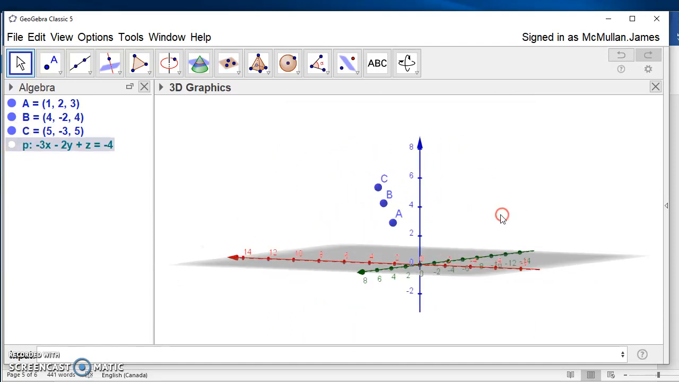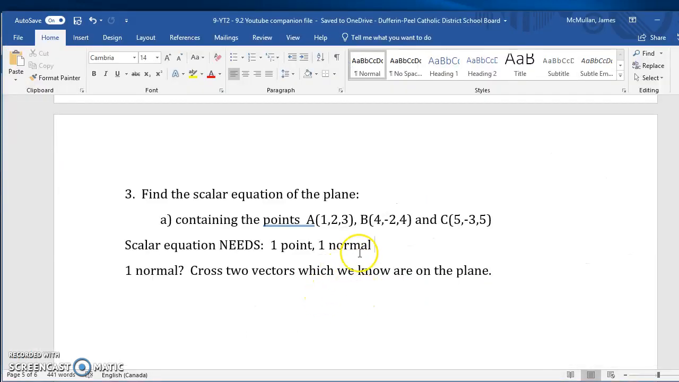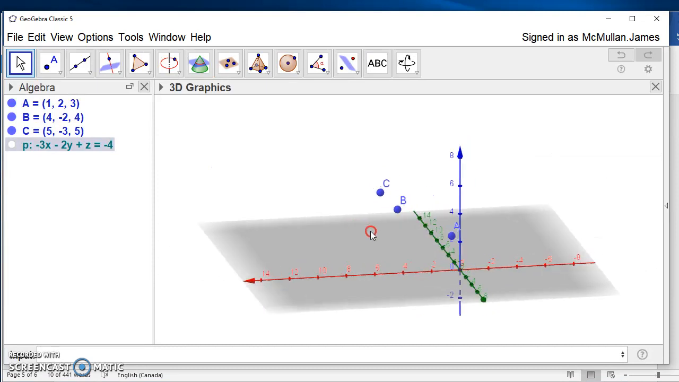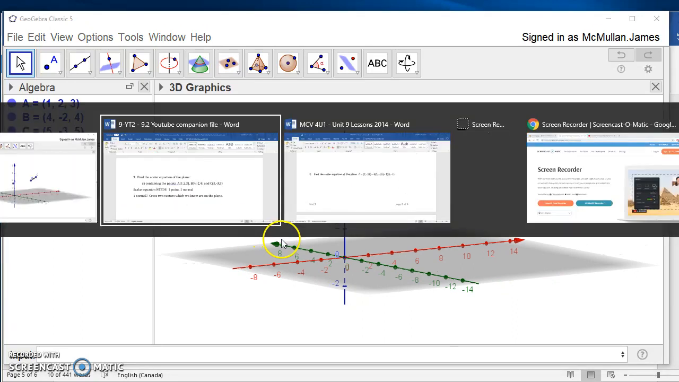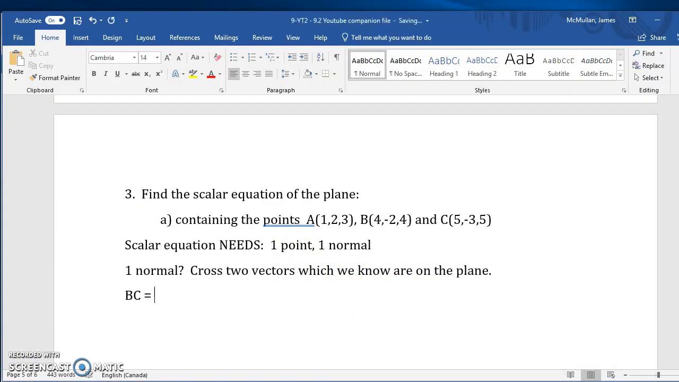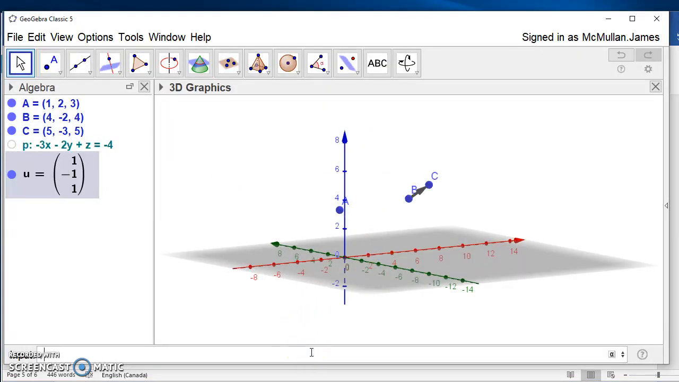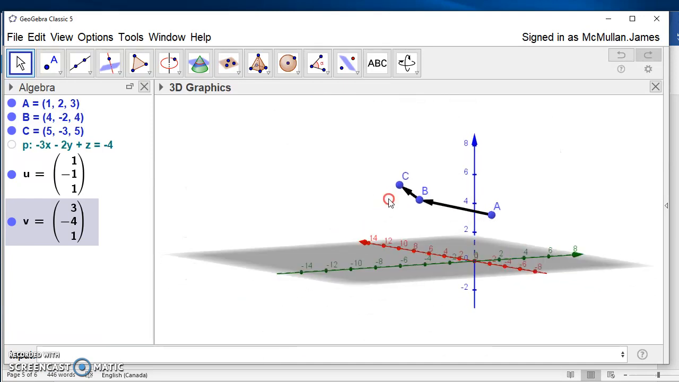To create our normal, we said we could use 2 vectors that we know are on the plane. Well, if you have 3 points, you definitely have 2 vectors. Let's do vector BC. There's one of the vectors we need. So BC equals 1, minus 1, and 1. Let's create another vector, AB. There's vector AB, 3, negative 4, and 1.